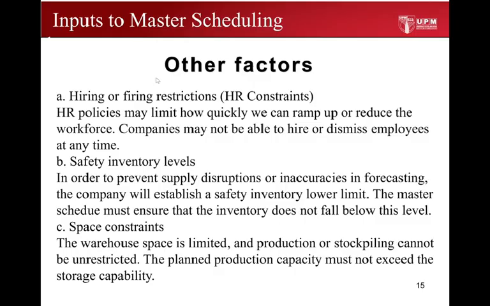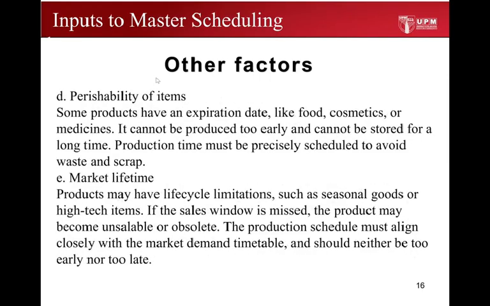Space constraints. The warehouse space is limited, and production or stockpiling cannot be unrestricted. The planned production capacity must not exceed the storage capability. Next, perishability of items. Some products have an expiration date, like food, cosmetics, or medicines. It cannot be produced too early and cannot be stored for a long time. Production time must be precisely scheduled to avoid waste and scrap.